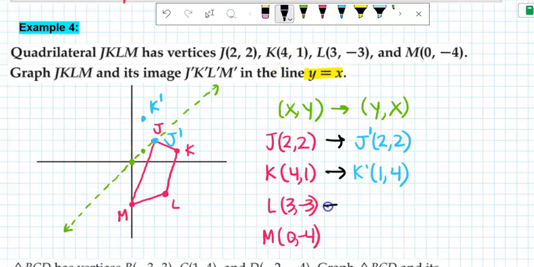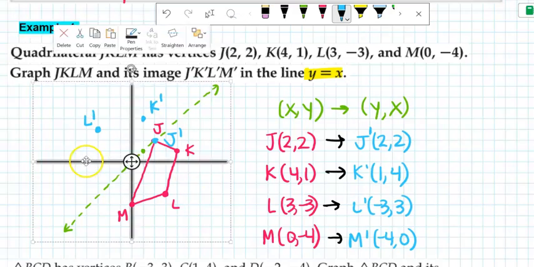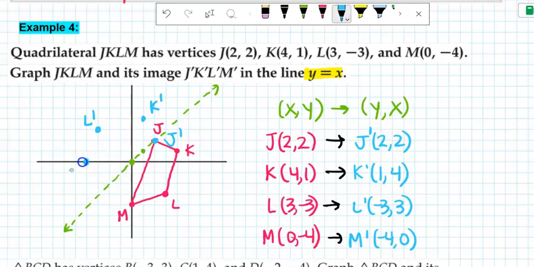I'll just write out the other two just so it feels complete. So L is going to go to negative 3, 3, and M is moving to negative 4, 0. Which is good because L needed to move to the other side, not super far, but decently. All right, let's connect them. Let's make sure it's the same shape. And it is, and it looks pretty good.